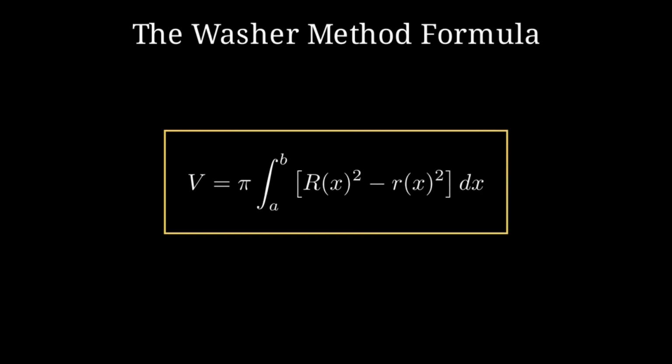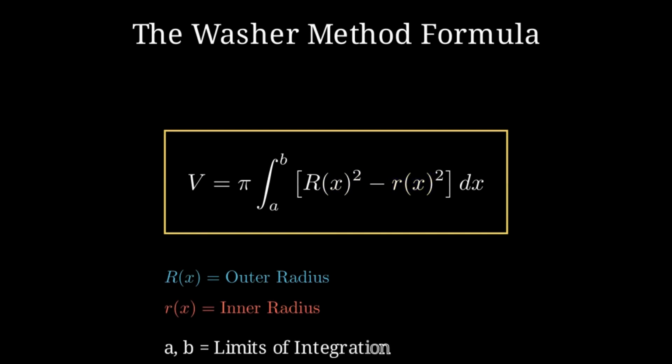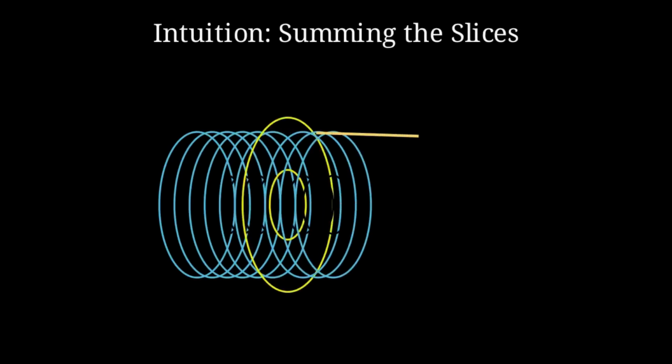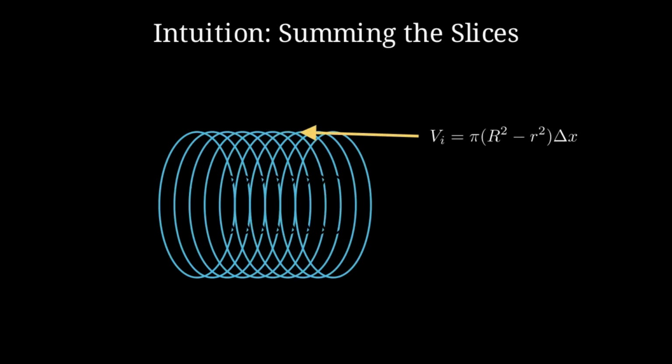The volume V is equal to pi times the integral from a to b of the outer radius squared minus the inner radius squared. It is crucial to square the radii individually before subtracting them. Subtracting the radii first and then squaring will result in an incorrect answer. Think of the integral as an infinite sum of these thin washers. By adding up the volumes of infinitely many slices with thickness dx, we arrive at the exact volume of the solid. This is the beauty of calculus, turning a series of discrete approximations into a single, precise calculation.